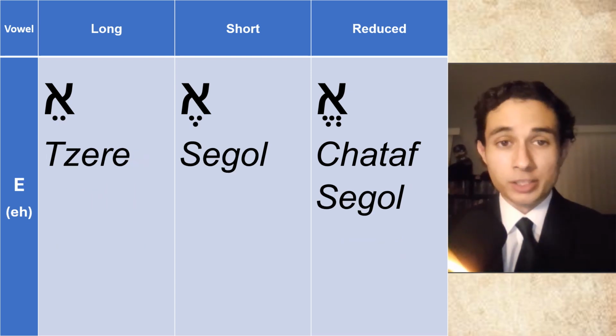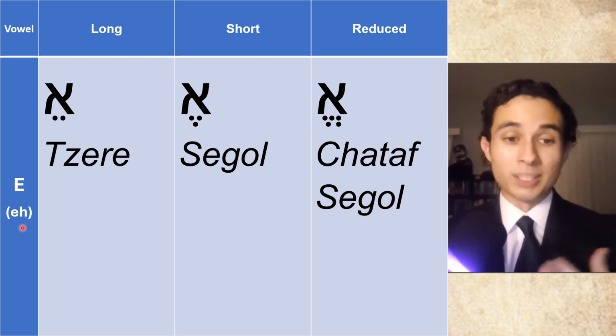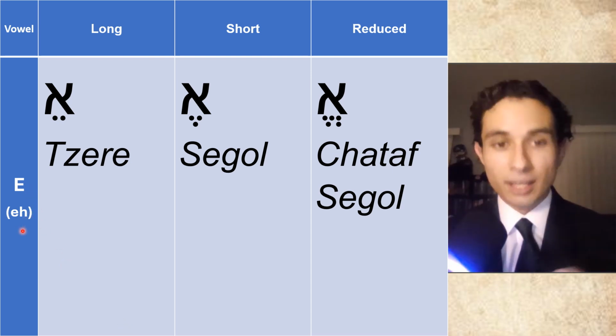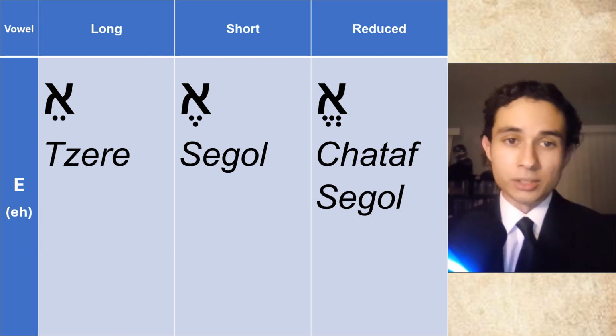Moving on, we have our second vowel sound, which is an e. This also has three nikudot, three dotting marks. Again, we're using the English letter E, but this sound is actually eh. The long e is called seri, and it's just two horizontal dots right under a letter.